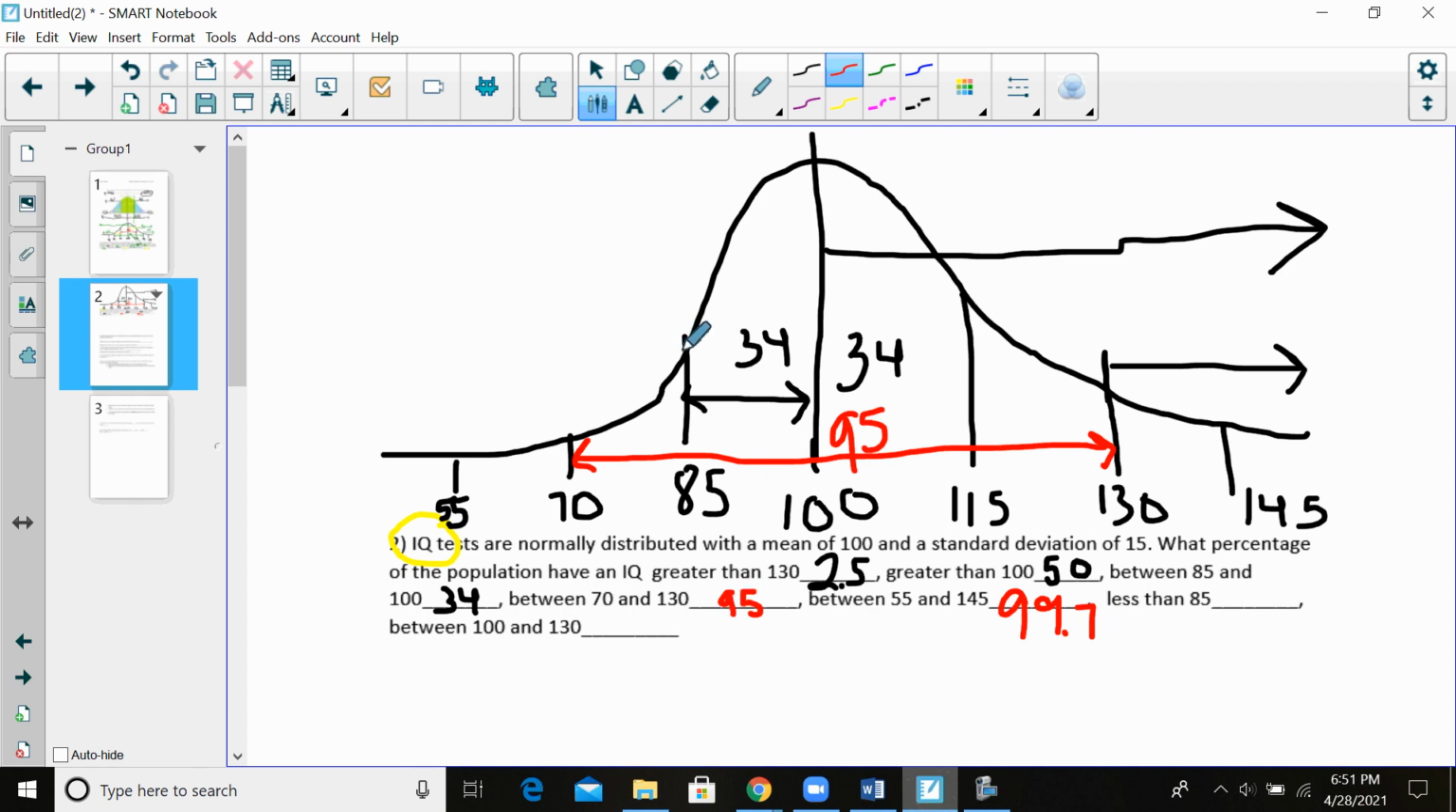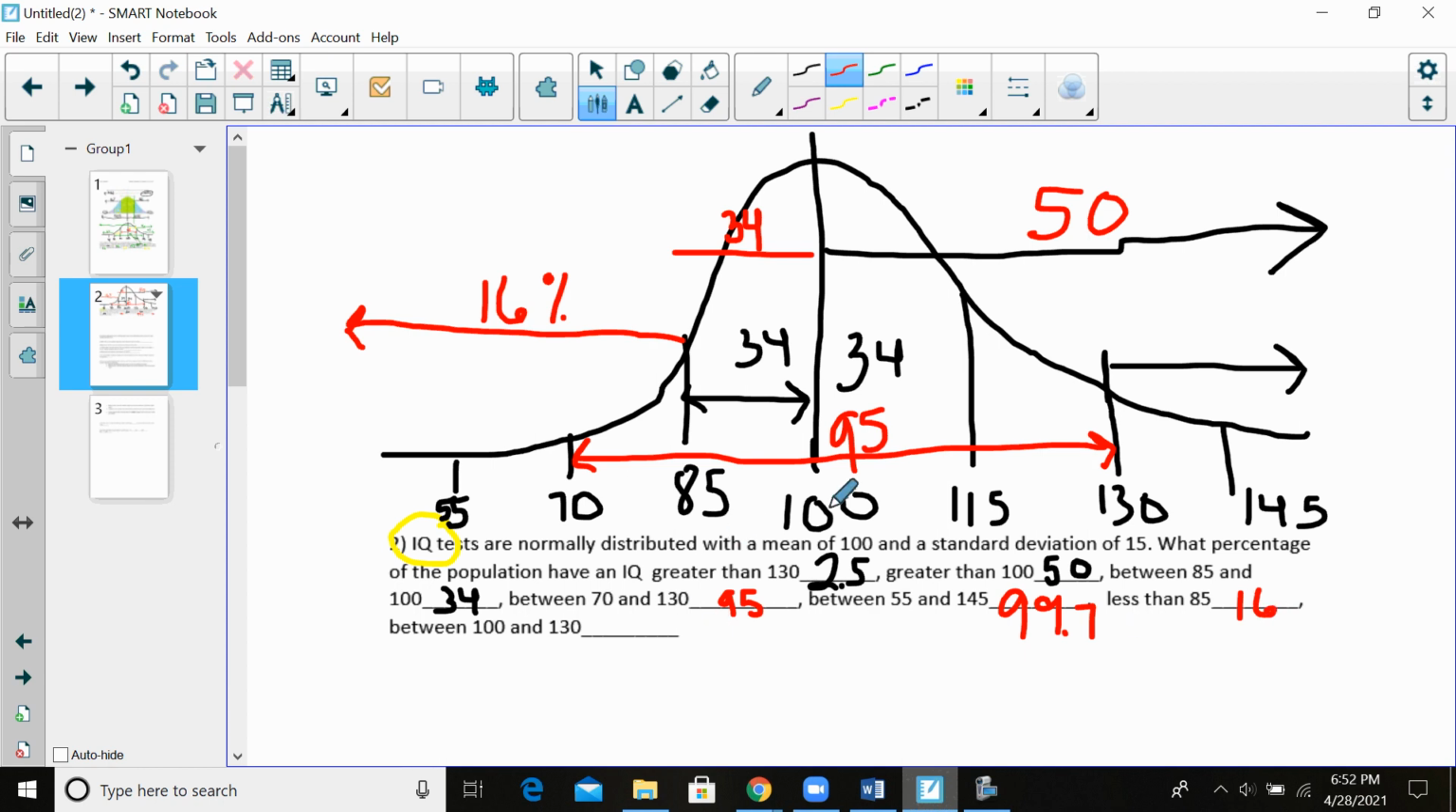Okay, less than 85. So let's see, I've got 50% here. I've got 34% here, right? 50 and 34 is 84%. The whole thing's 100, right? So if I do 100 minus 84, that leaves me with 16%. Okay, so 16% less than 85.